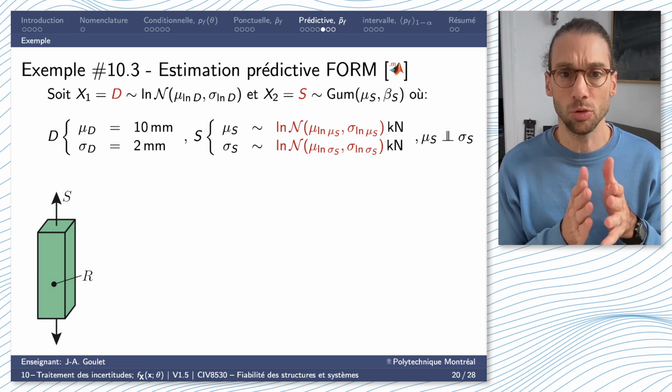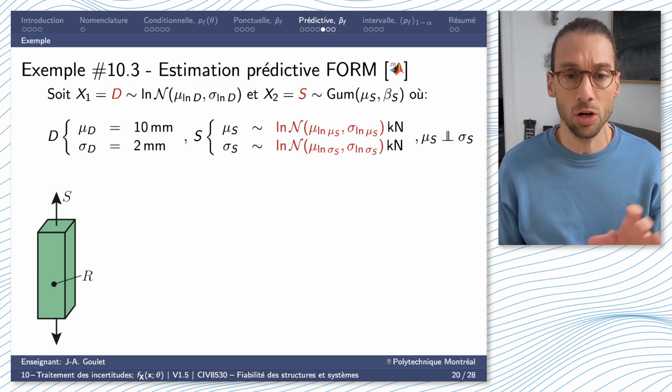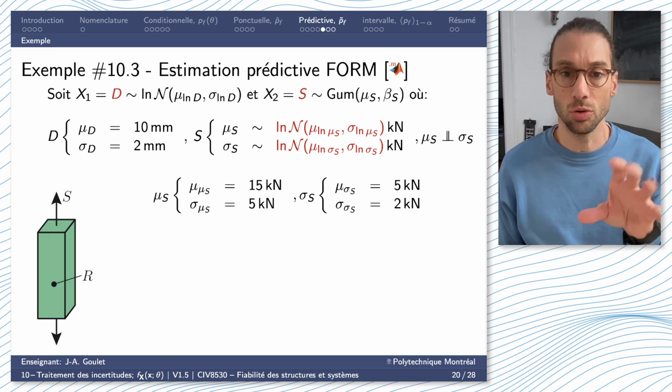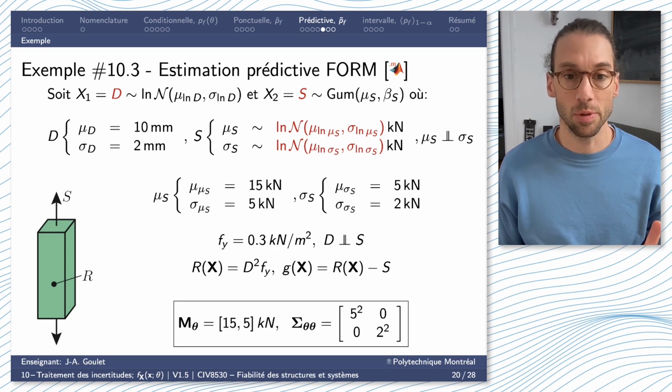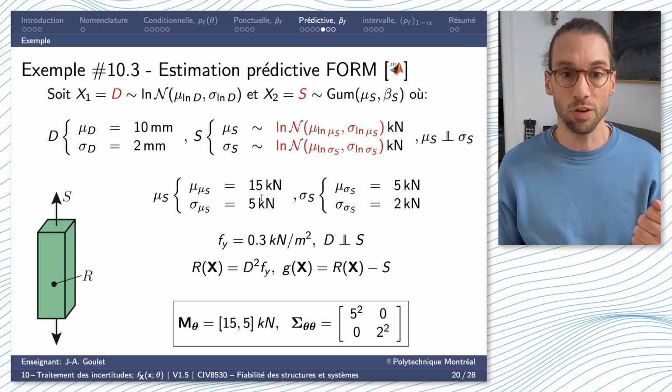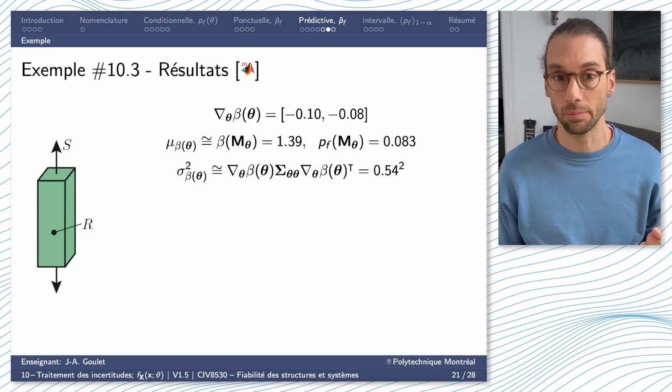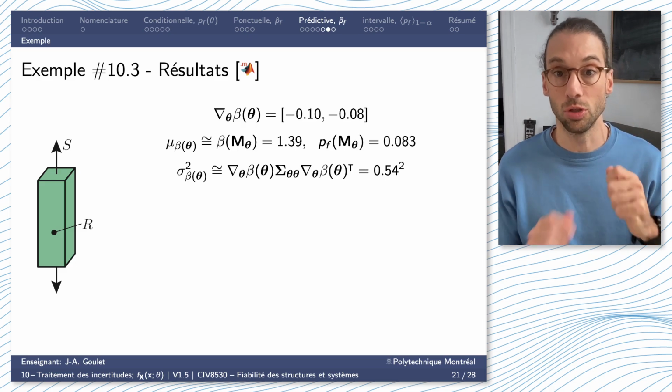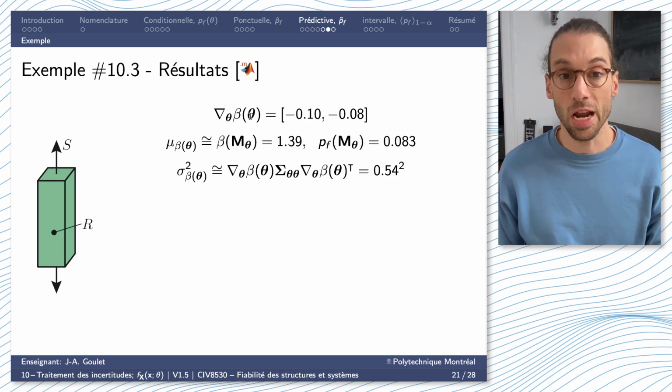So if we put that into practice in the same example we saw earlier, with exactly the same setup, we have those prior hyperparameters from mu s and sigma s. We have the same setup as before. Now we can regroup those into a mean vector for theta, so 15 and 5. We have here the covariance matrix. We assume that both are independent, so the first term is 5 squared and the second one is 2 squared. Now I can compute, using what we saw in module 7, the gradient of beta with respect to my parameter theta. I'm going to get minus 0.1, 0.008.